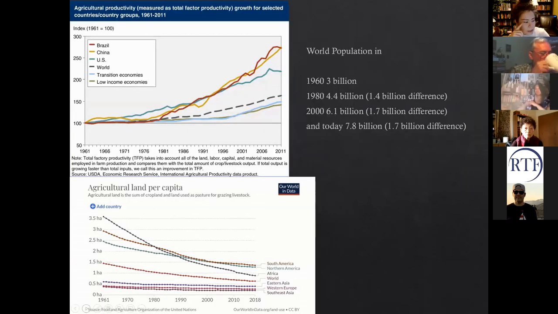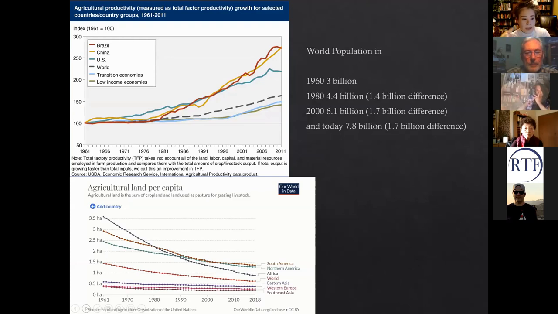So that, again, is another factor for putting things into perspective of how much space do we actually have on Earth. This is a graph on the top of the world food production.